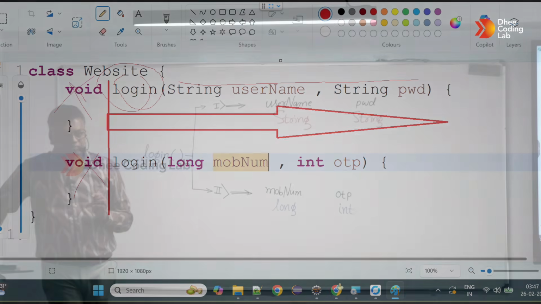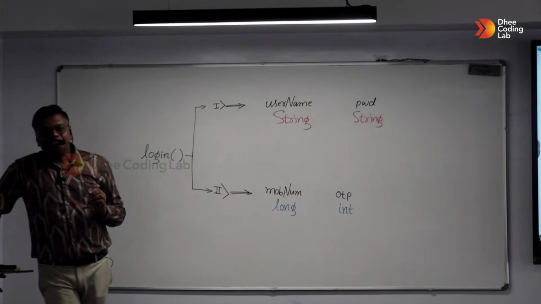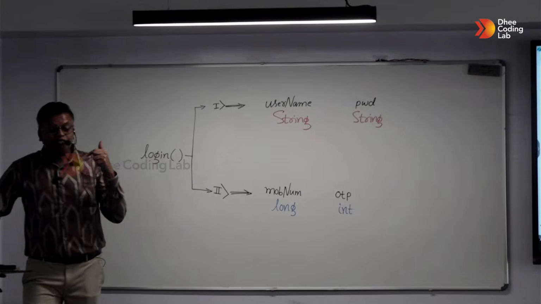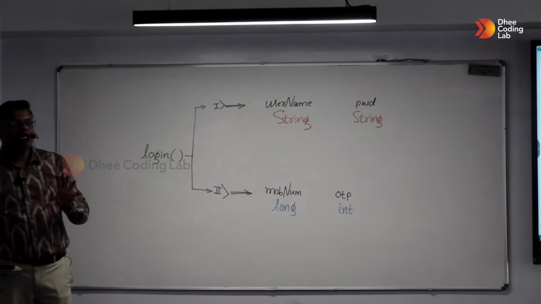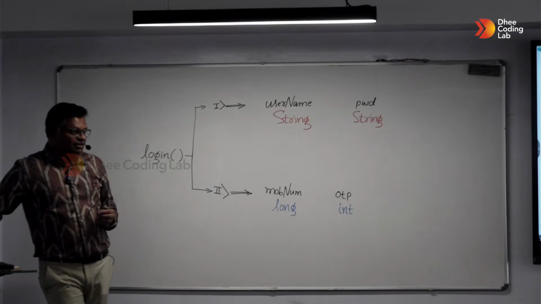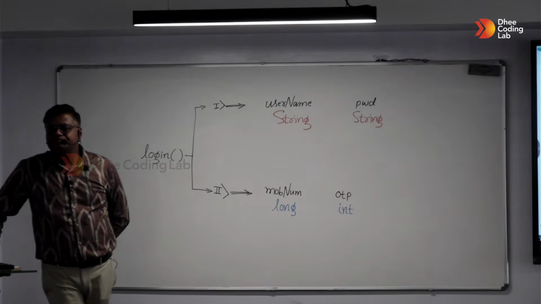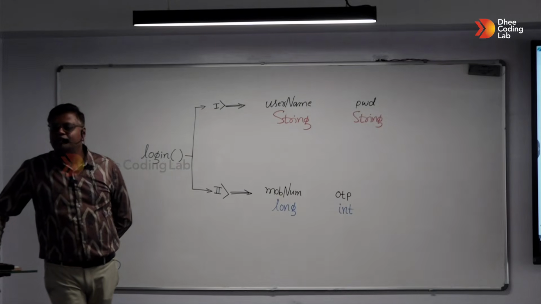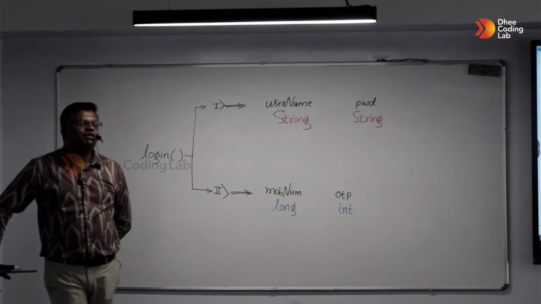Is this clear? Right? And one more thing. Java is a case sensitive programming language, you all know. So one is login with uppercase, another one is login with lowercase. That is not overloading because the names are different, just because of the fact that Java is case sensitive. Easy. Right? What is the outcome of method overloading? Polymorphism. Compile time polymorphism.